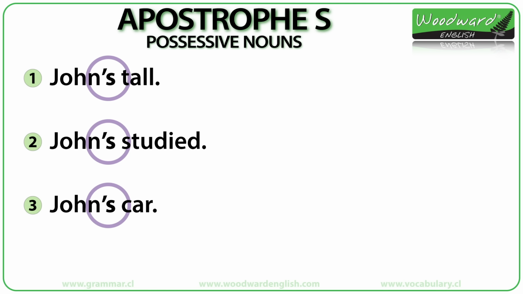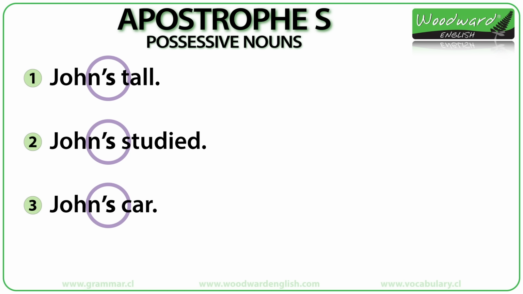When an apostrophe S is followed by an adjective, like in the first example, John's tall, then the apostrophe S is a contraction of is. John's tall is a short way of saying John is tall.